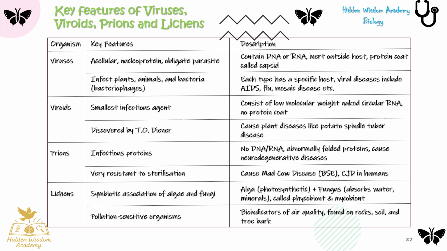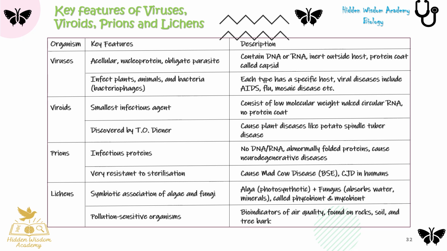Key features of viruses, viroids, prion, and lichens with their description. 1. Viruses. Viruses are acellular, they have nucleoprotein, they are obligate parasites. They contain either DNA or RNA, they are inert outside the host, they have a protein coat called capsid. They infect plants, animals, and bacteria, bacteriophages. Each type has a specific host. Viral diseases include AIDS, flu, mosaic disease, etc.